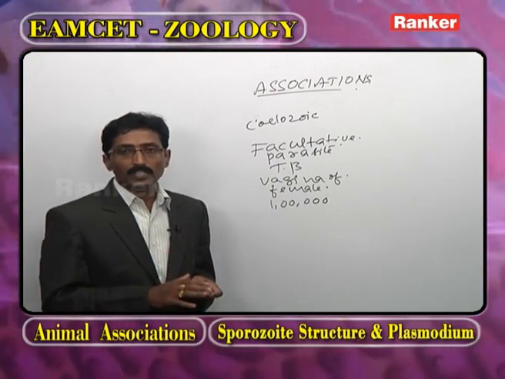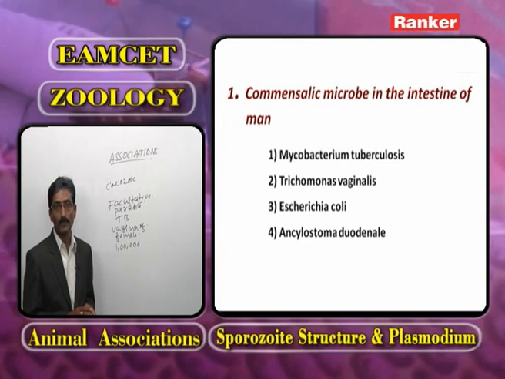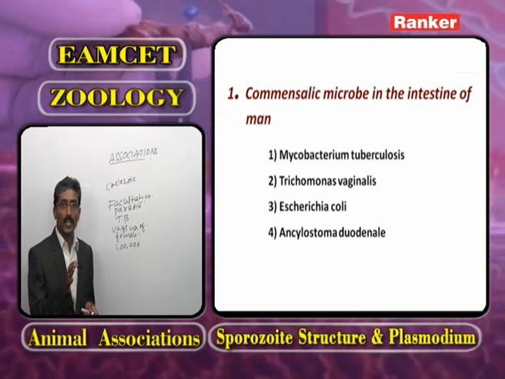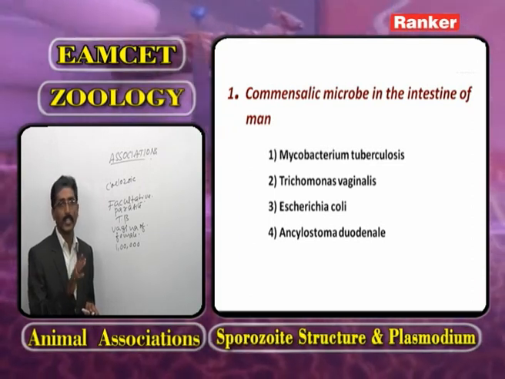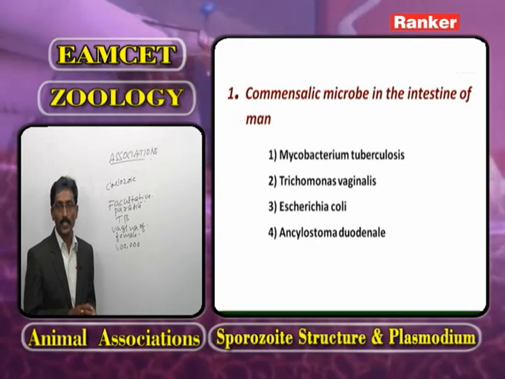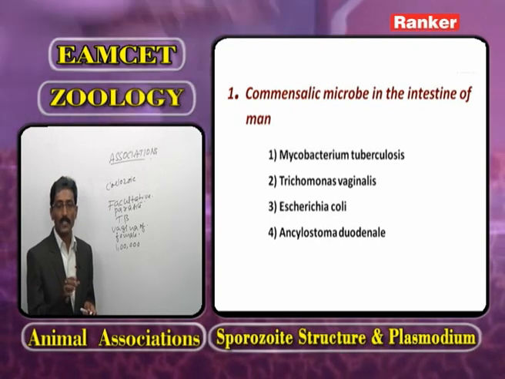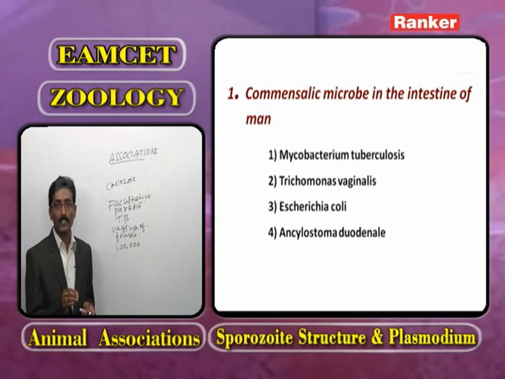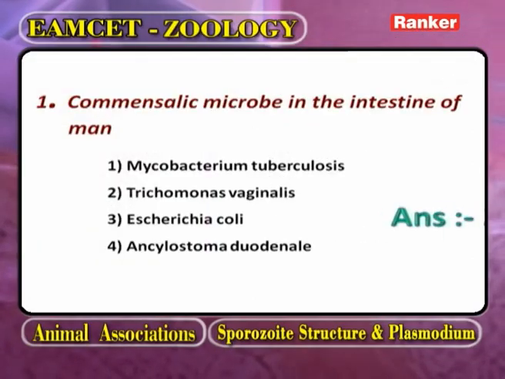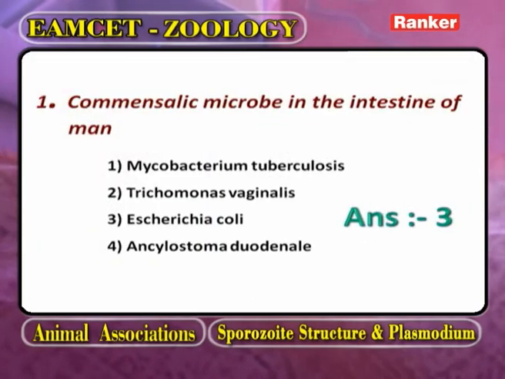The fourth one is Ankylostoma duodenale, which lives in the cavity of the intestine. But here the question is, what is the commensalic microbe? The correct answer is Escherichia coli. Now we go for the next question.